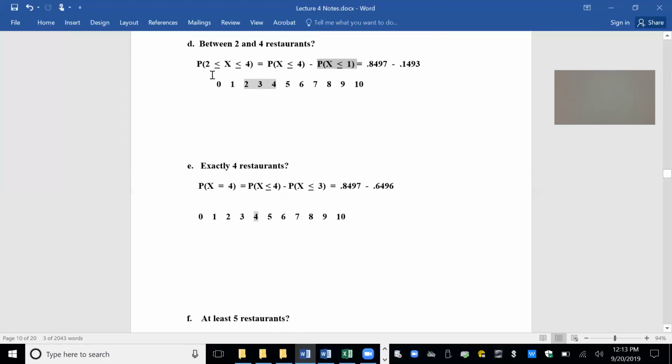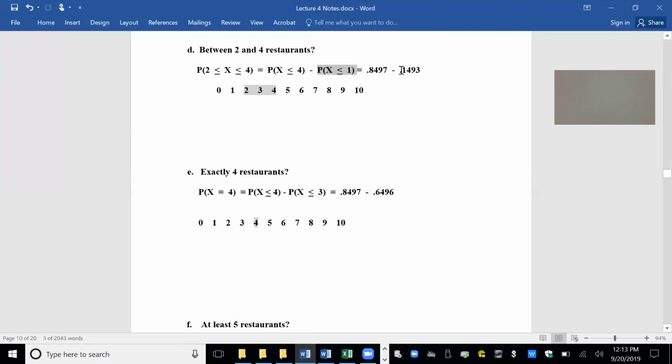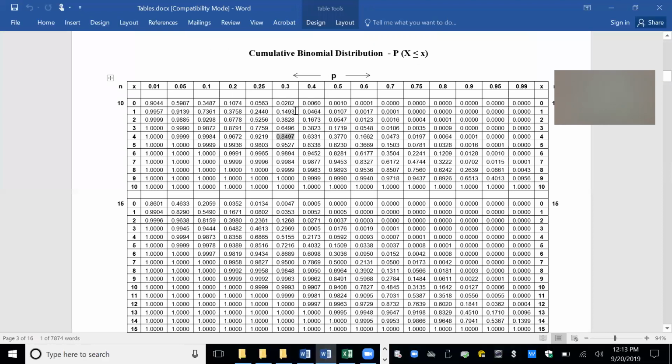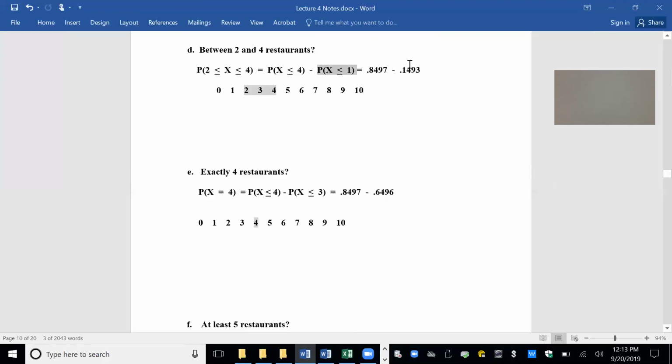The next thing, I guess we should look that up. So looking up 1 on here. There we go. 0.1493 is the appropriate value. We got that. Yep. Did good there.